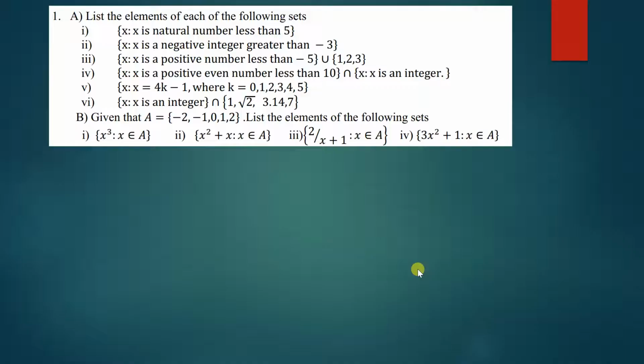All right, so let's quickly solve the question. The question says list the elements of each of the following sets, and the first one that we've been given is that x is such that x is a natural number less than 5. So the first thing that you need to understand in this question is what natural numbers are. Natural numbers are simply counting numbers starting from 1. So if we say natural numbers less than 5, we are simply talking about numbers starting from 1 up to 4.